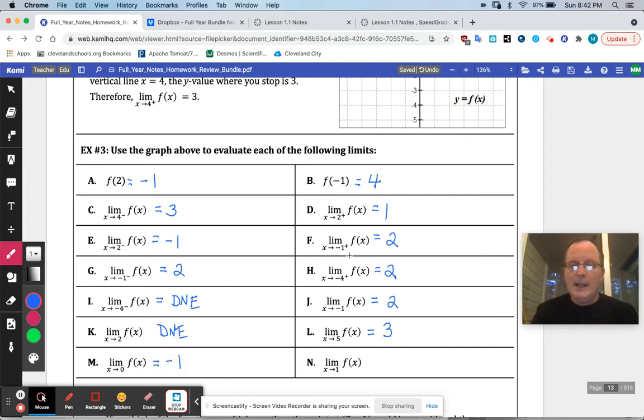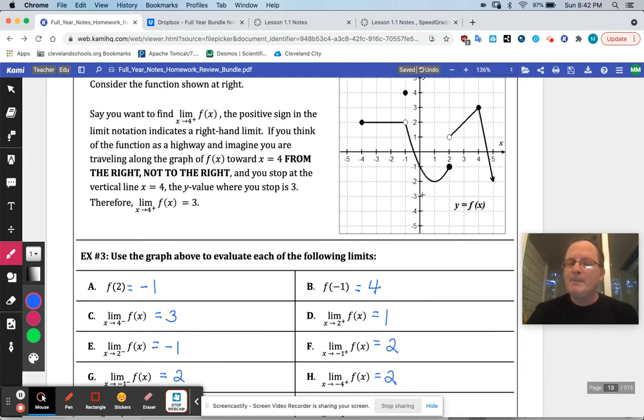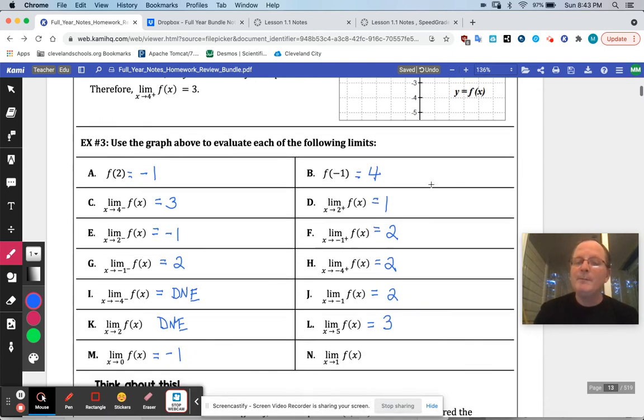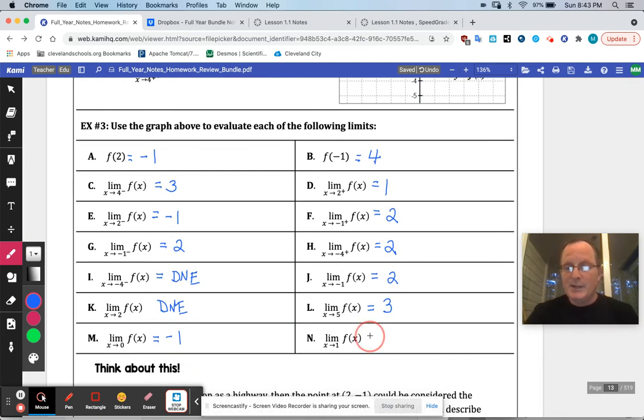Okay, and what about at 1? Aha, so coming from the right, I was heading to -2. From the left, it was also -2. So you're thinking, what's the big deal on that one? The limit is the function value. Okay, that's fine. But it's all about the traveling. That's what we really care about, the traveling.